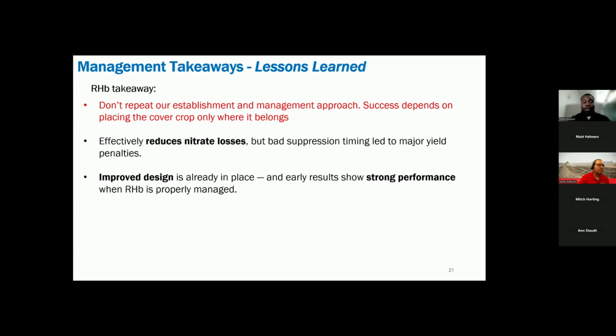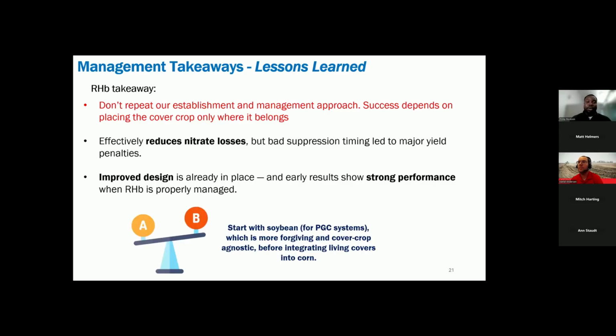However, the RHB was able to effectively reduce nitrates in our soil, both seasonally and at the end of the season using the flow weighted average. So in our second year of the trial, we've improved their design. Their yields are already showing that they are almost comparable. We are yet to analyze that at the end of the day.